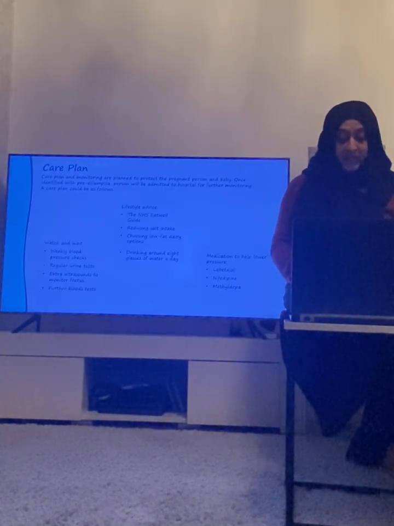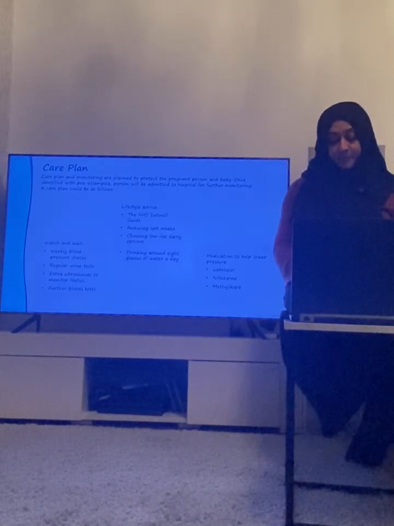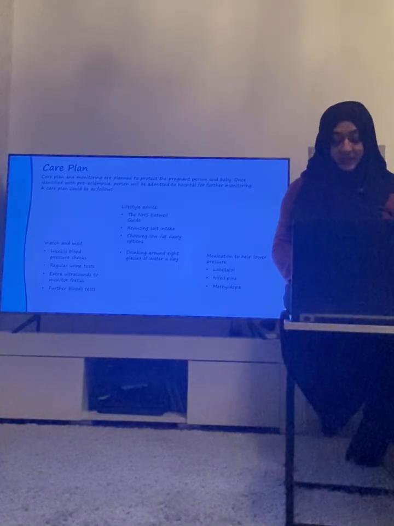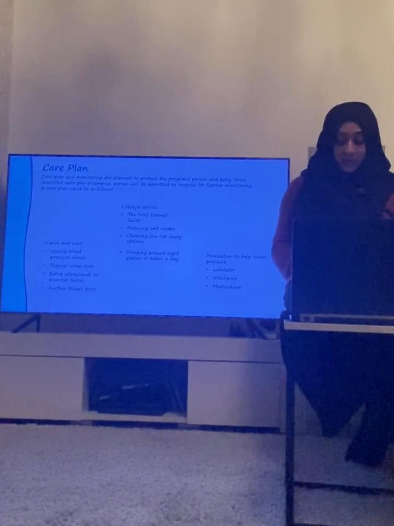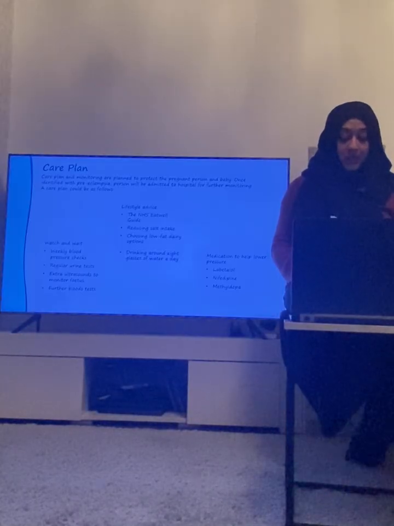Care plan and monitoring. Care plan and monitoring are planned to protect a pregnant person and baby. Once identified with preeclampsia, a person will be admitted to hospital for further monitoring. A care plan could be as follows.